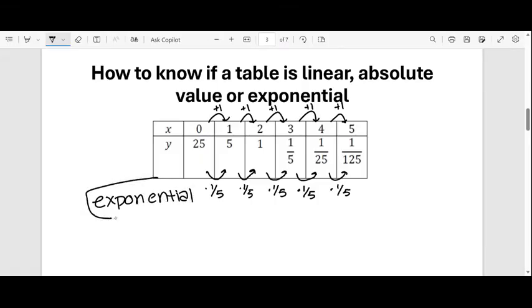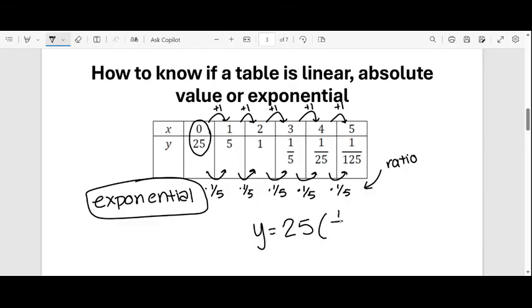And when we write the equation for the exponential function, we need two things. The first thing we need is our y-intercept. So in this case, it's 25. And the second thing we need is the ratio. Let's make that say ratio. To make this equation, we'll write y equals your y-intercept, which is 25, times your ratio, which is 1/5, and then you raise it to the x power. That is your exponential function.